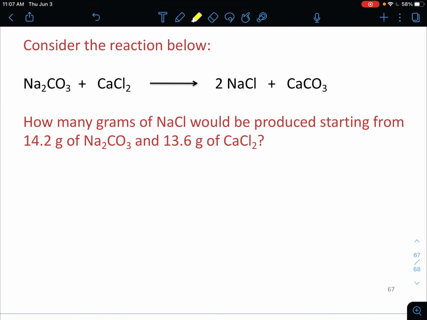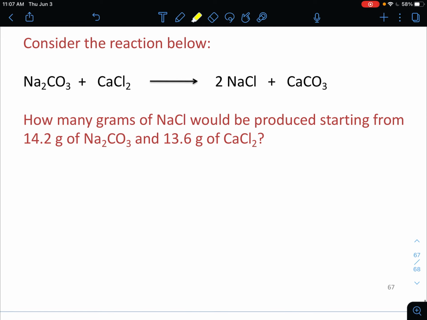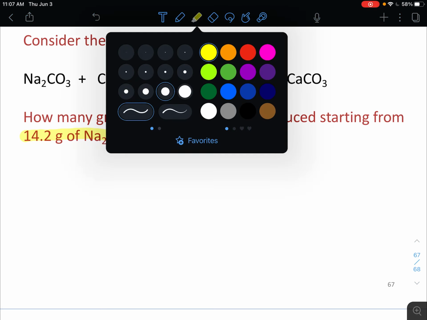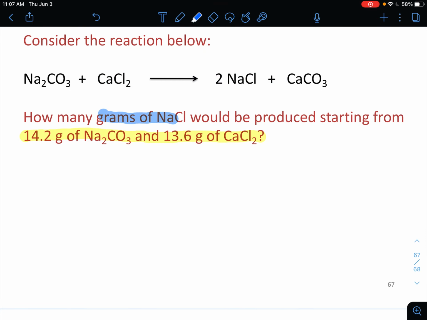Okay, same equation, different numbers essentially. So it's saying, again, 14.2 grams of sodium carbonate, 13.6 grams of calcium chloride, and the question is still how many grams of sodium chloride would be produced. So really all I need to do is follow the examples from the previous two, run the theoretical yield calculation twice. My smaller number is my correct answer.